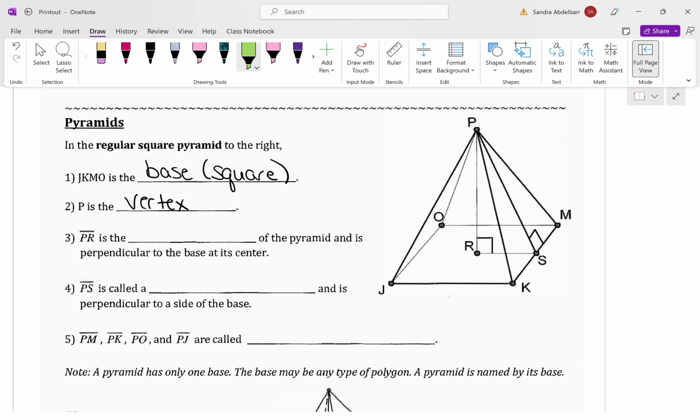Now, we've discussed this a couple of times throughout the year. We have PR versus PS. They both make right angles, but they're not both altitudes of the pyramid. Which one is the altitude of the whole pyramid? Is it PR or is it PS? Dimitri? PR. PR is the altitude.